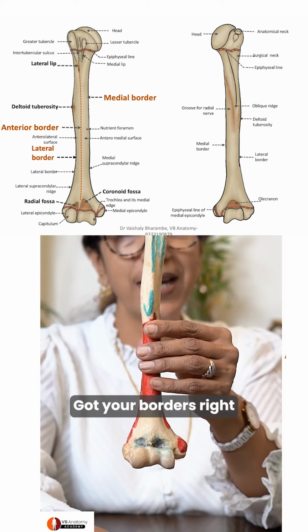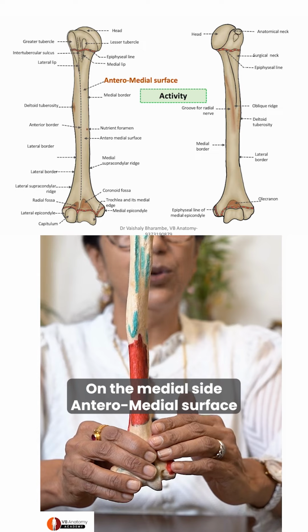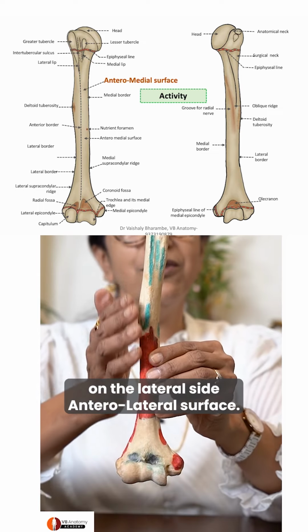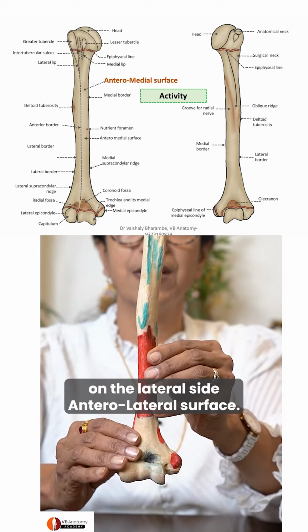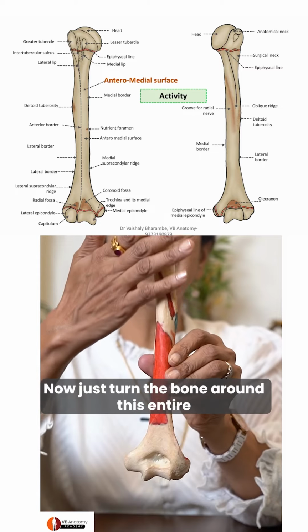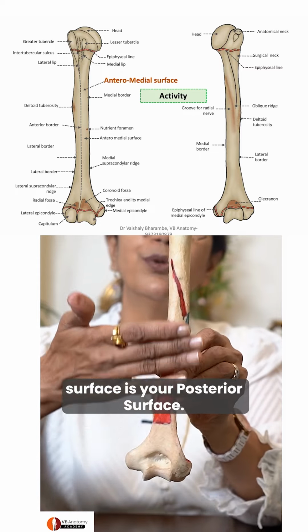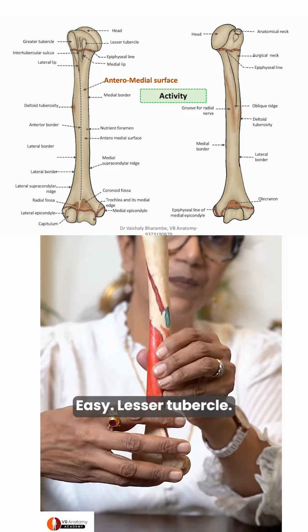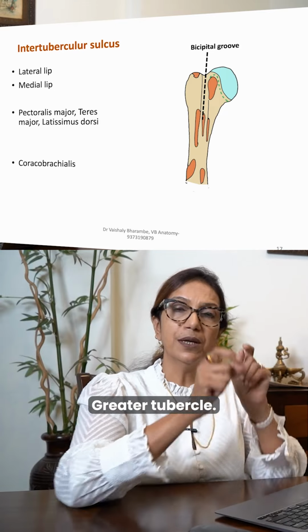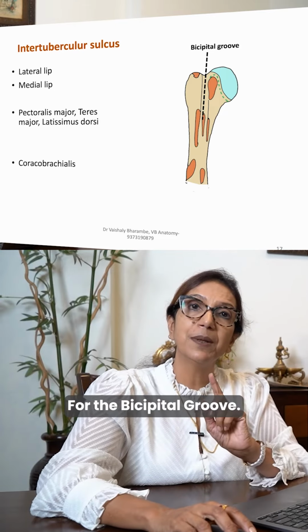So this is your anterior border, this is your medial border, and this is your lateral border. Got your borders right? On the medial side, anteromedial surface. On the lateral side, anterolateral surface. Now just turn the bone around. This entire surface is your posterior surface. Easy? Lesser tubercle, greater tubercle. Gap in between for the bicipital groove.